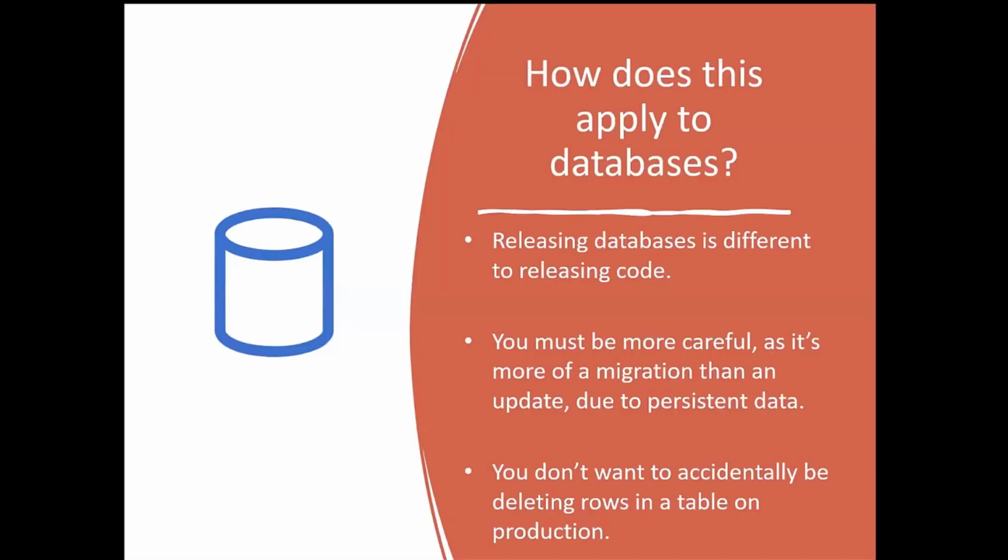So how does CI/CD apply to databases? Well, releasing a database is very different to releasing code. You have to be a lot more careful as you're basically working on an infinite state machine. A database can have infinite states because as soon as you make a change to a bit of data, now the database is in a different state. And since it's persistent data, it's a lot harder to roll things back if you've changed something. Like if you've deleted rows from a table in production, you're probably going to be in a lot of trouble. If you've deleted a column that doesn't need to be deleted, you're probably also going to be in a lot of trouble there.